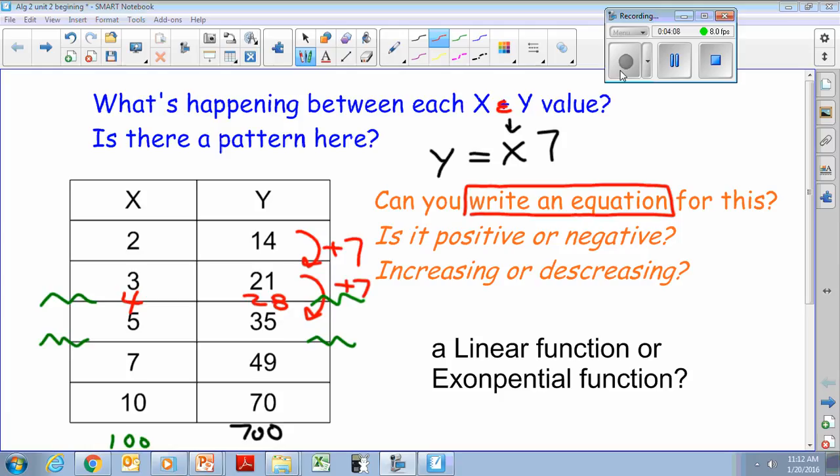The moment you're adding the same number, that is what we call a linear function. Also called, what's the other word? Arithmetic.